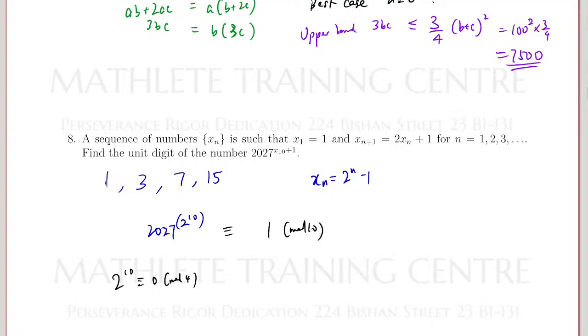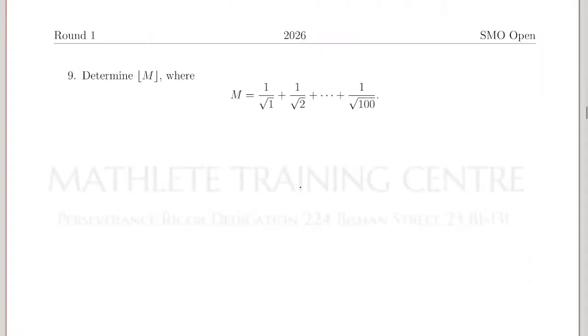Okay, continuing on. Determine M where this is true. This is a very well-known question seen many times in SMO before. The solution is always the same.